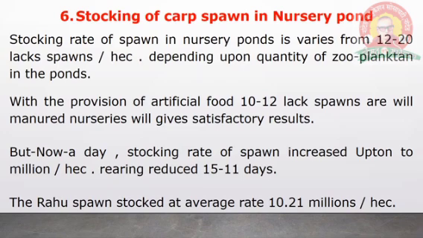When artificial food is provided, 10 to 12 lakh spawn stocked in the nursery gives satisfactory results. But nowadays the stocking rate of spawn goes up to millions per hectare, and the rearing period should be reduced to 15 to 11 days.